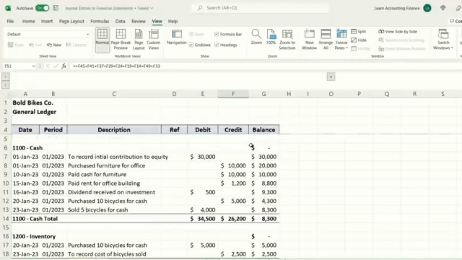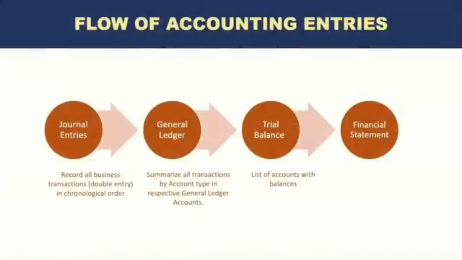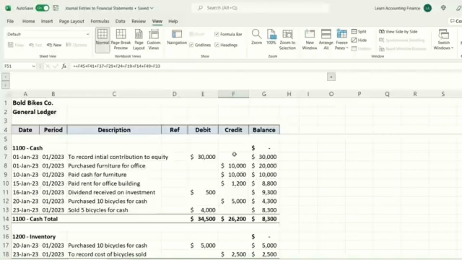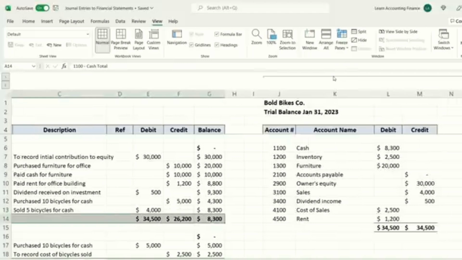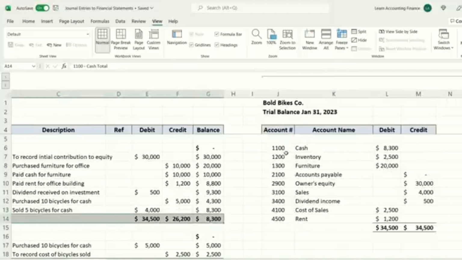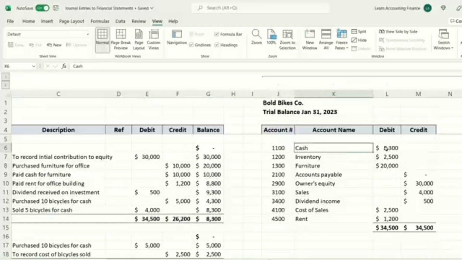Okay. Now in this flow, the third item would be the trial balance. So what is a trial balance? A trial balance is a list of all accounts with balances. Let's take a look at an example of the trial balance as well. From this journal ledger, we can see a summary of all of these individual account balances in a trial balance. So here you have the trial balance. You can see now we don't have that much detail. We just have the account number and name, and then whether the balance is debit or credit, and what the amount of the balance is.